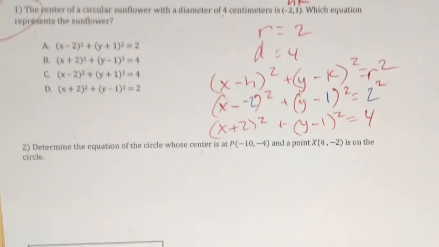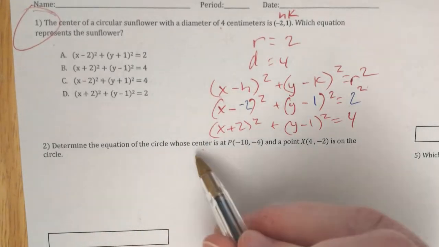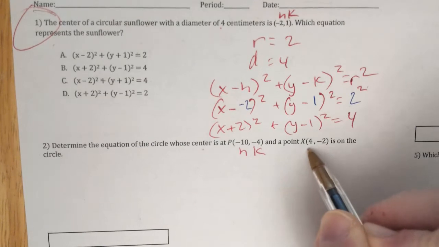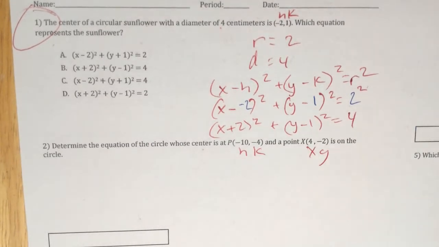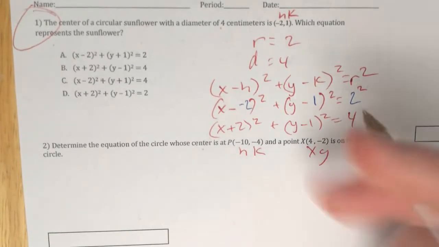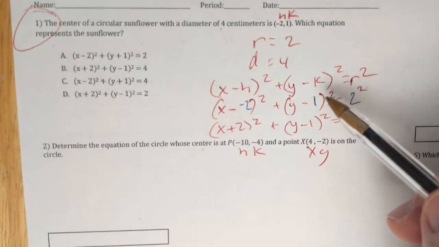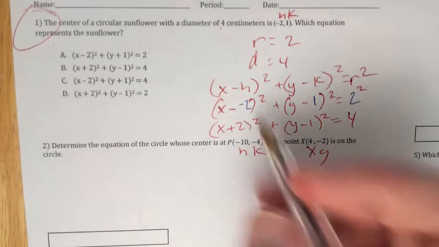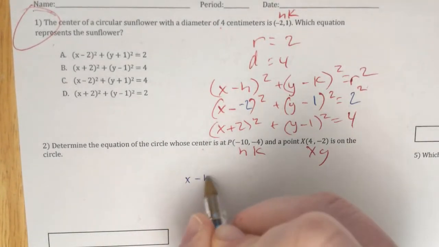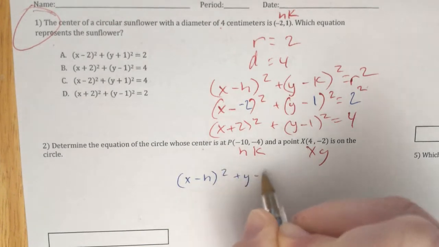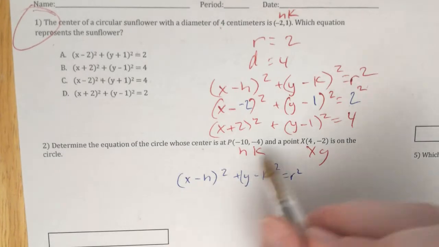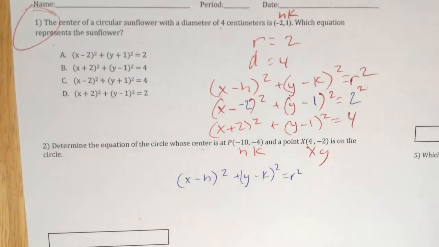All right, and then number 2, determine if the equation whose center, so that center means HK, and this is the point, so that's my XY. The thing that you're missing on this is your radius. So there's multiple ways how to do this, but I would rather just keep using this way. If it ain't broke, don't fix it. So we have x minus h squared plus y minus k squared equals r squared. Plug in what you know. We know hk, x, and y. We're going to solve for r.